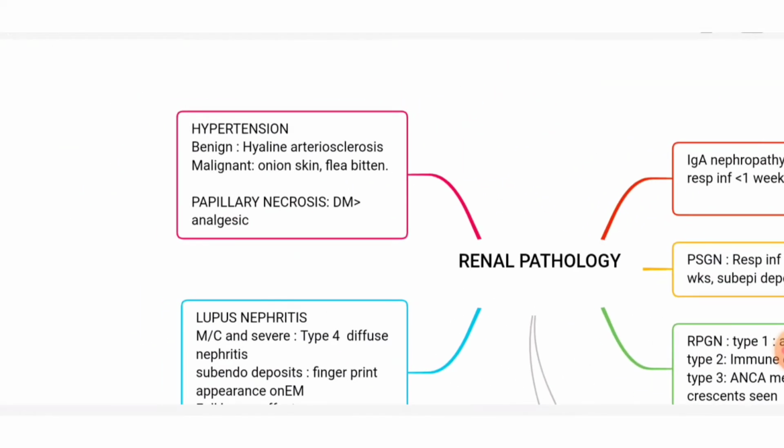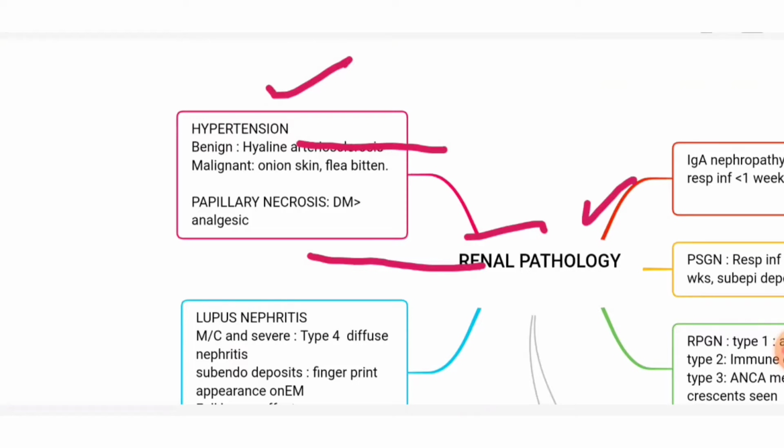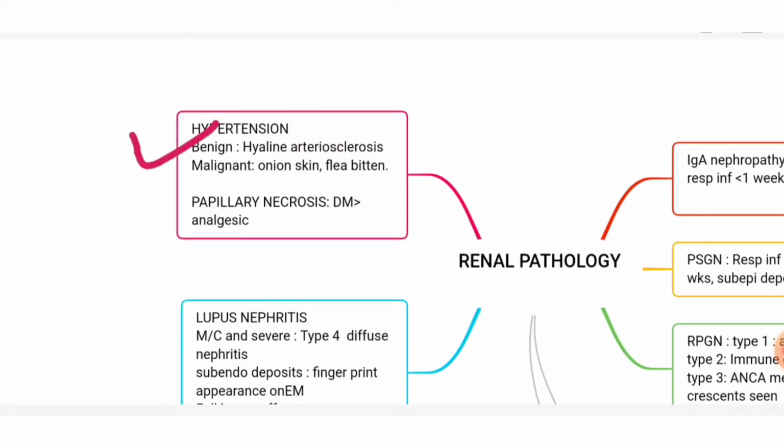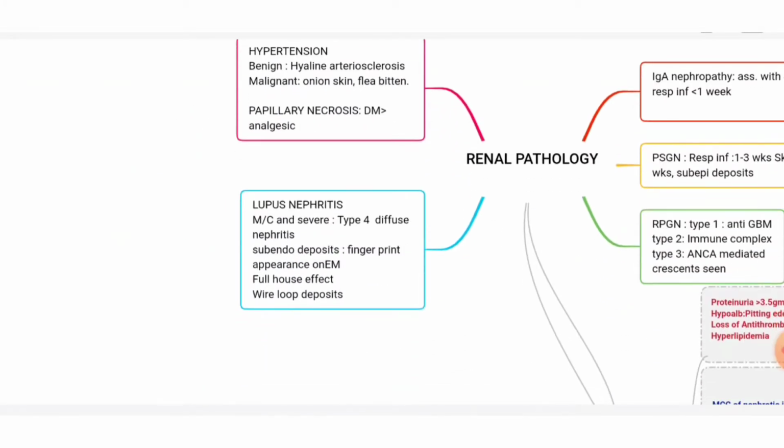Firstly, talking about hypertension, the important clue word for you will be, for benign hypertension, there will be history of hyaline arteriosclerosis. In malignant hypertension, onion skin or flea-bitten kidney will be given, and papillary necrosis is associated with diabetes or analgesic abuse.